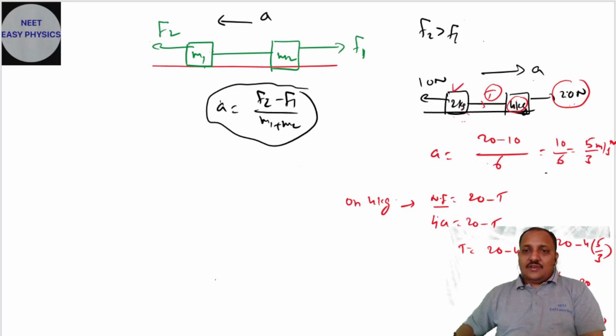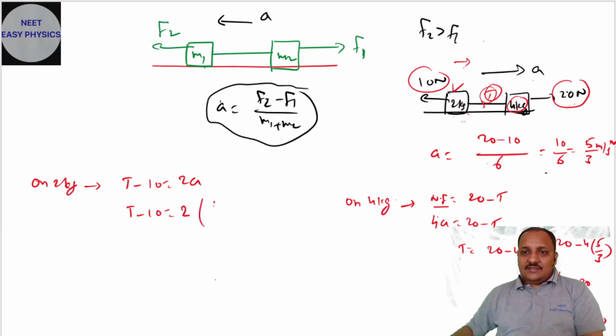No sir, I wanted to calculate on 2 kg. Then how is this 2 kg moving? Right side. Right side tensional force is more. So on 2 kg, T minus backside is 10. So T minus 10 equal to 2A. So T minus 10 equal to 2 into acceleration, and acceleration is 5 by 3. T is equal to 10 plus 10 by 3. How much do you get? 30 plus 10 by 3. You got 40 by 3.